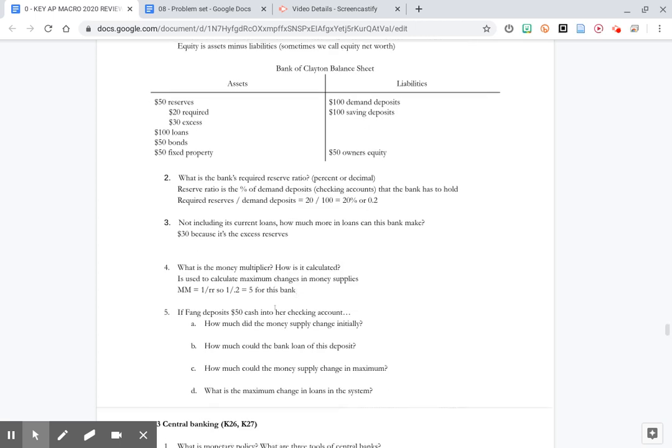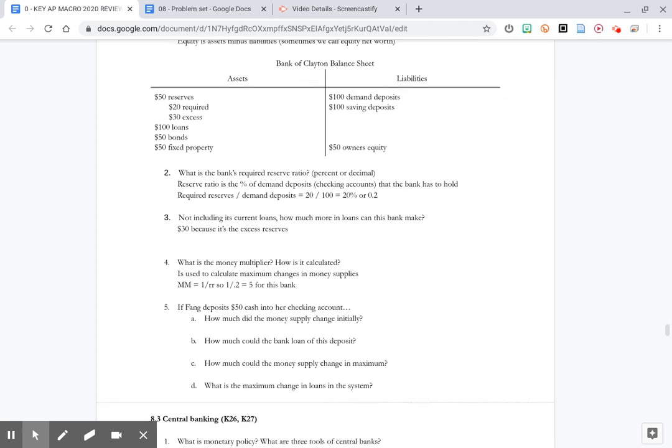Okay. And now we're going to use that money multiplier to look at what if Fung deposits $50 cash into her checking account. How much did the money supply change initially? None, because the money was already there. It was in the money supply. And then how much could the bank loan of that $50? Well, of the $50, they can loan out 80%. They're required to keep 20%. So 80% of the 50 would be 40.